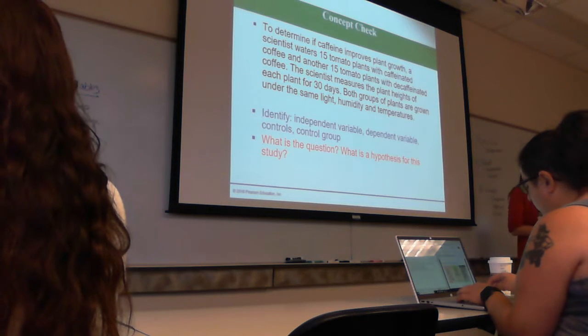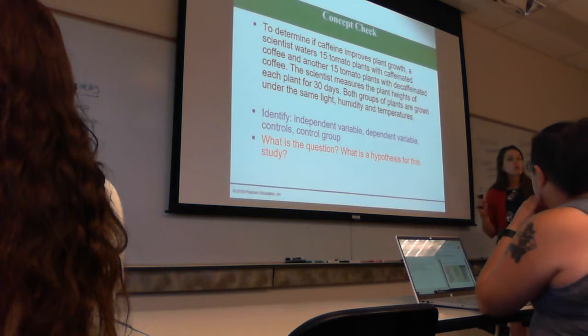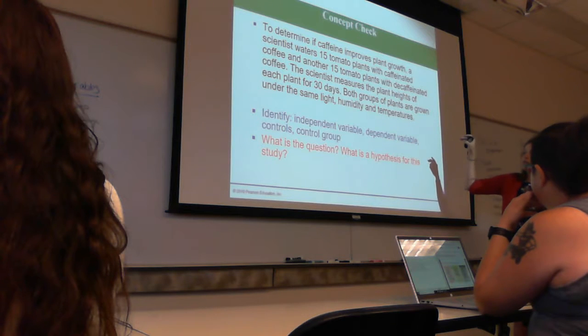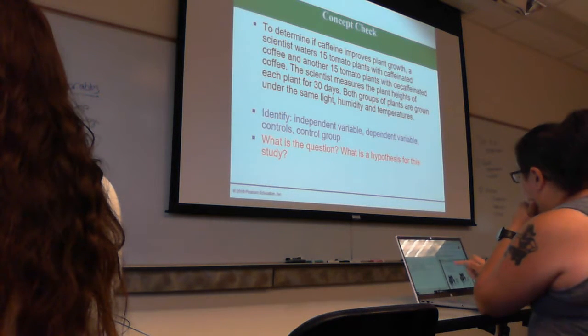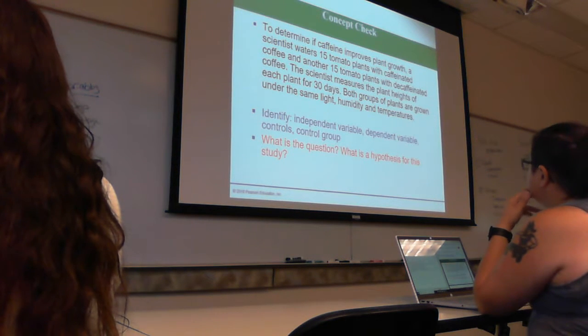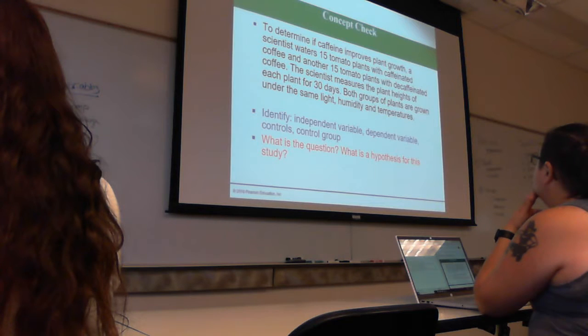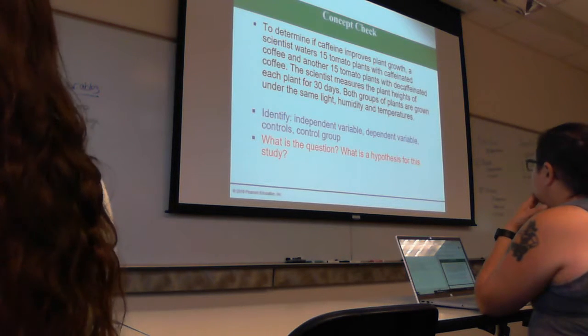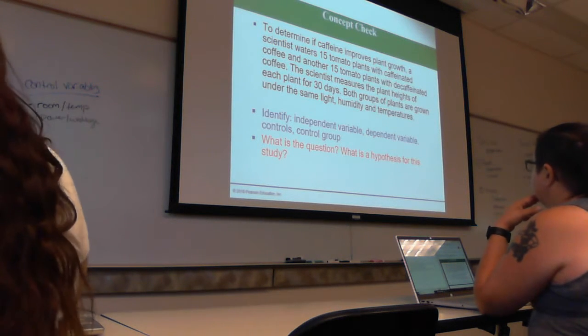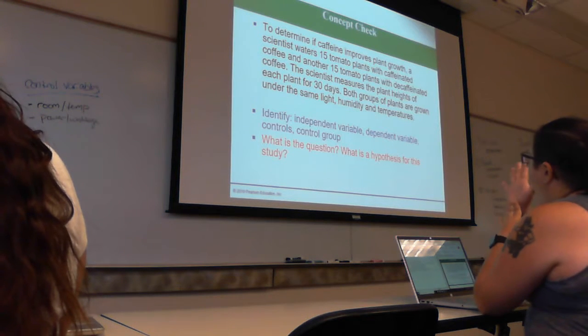Okay, so take a couple minutes, work with a partner or a group, and I'll read this to you and we can kind of work through the concept of an experiment. So determine if caffeine improves plant growth. A scientist waters 15 tomato plants with caffeinated coffee and another 15 plants with decaffeinated coffee. The scientist measures the plant heights of each plant for 30 days. Both groups of plants are grown under the same light, humidity, and temperatures.